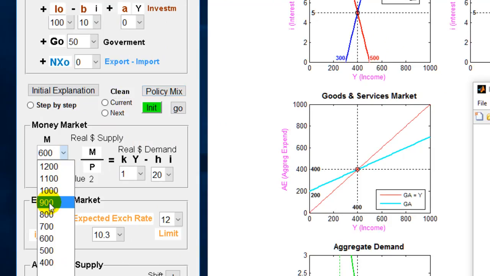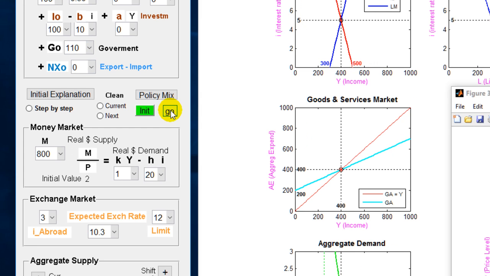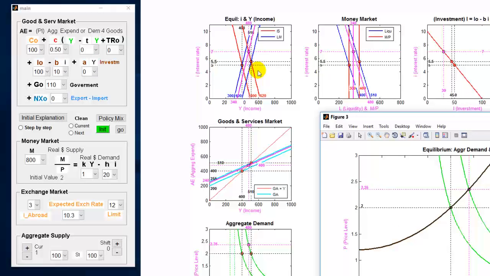You increase money supply and you increase government expenditure, and then you can see how the economy goes from this point to this point. But what we want to understand is the causality, the relationship between these graphs. So how the economy can go from this point to this point.